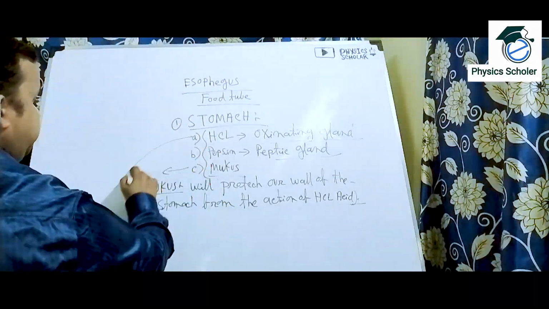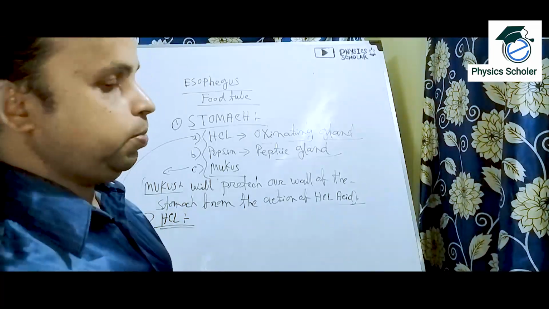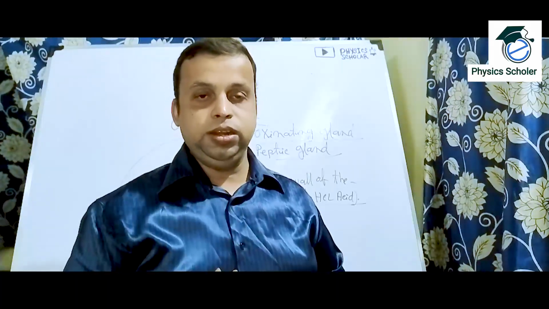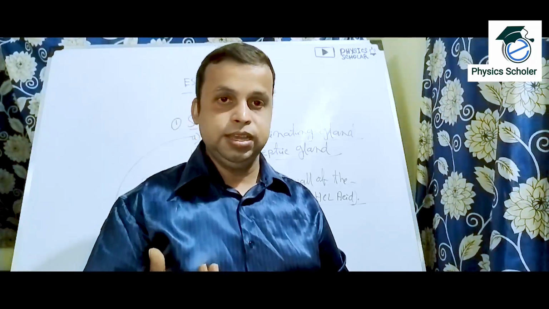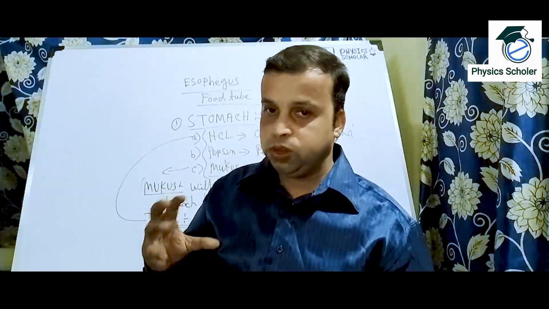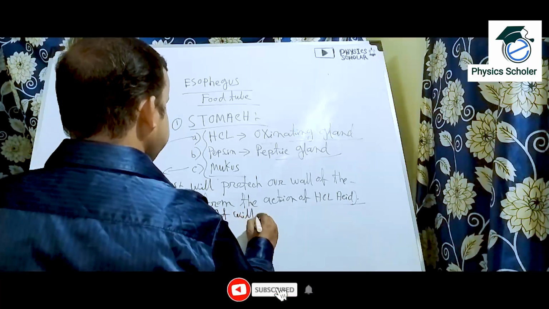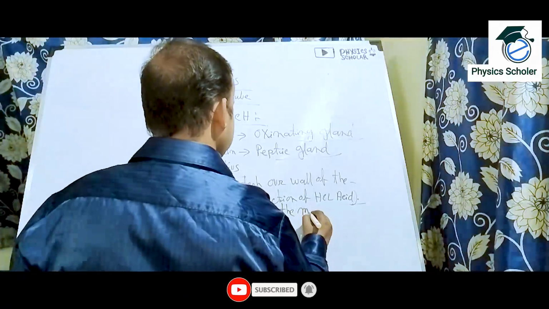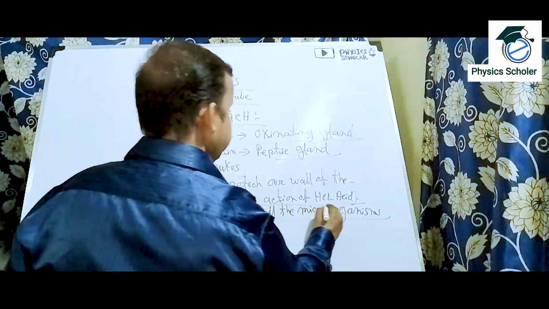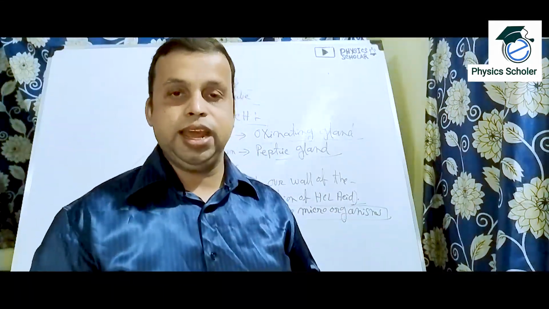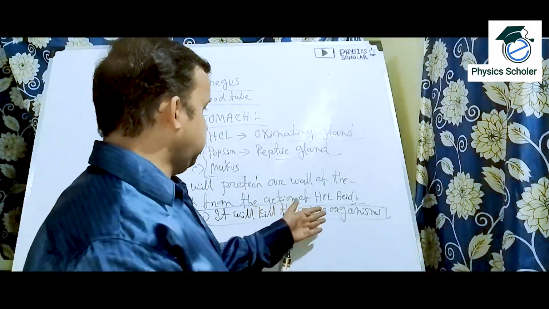Now what is the function of HCl, hydrochloric acid? First, whatever harmful microorganisms, like bacteria and fungus, we already swallowed as a mixture with the food, those microorganisms will be killed by the acid. So that is one function of the HCl acid. It will kill the microorganisms that we already swallowed along with the food, so it will protect us from the harmful microorganisms.